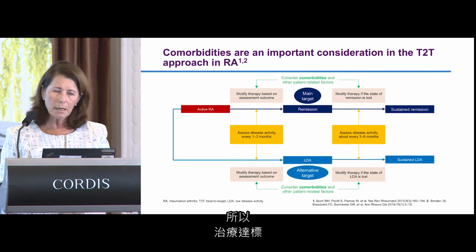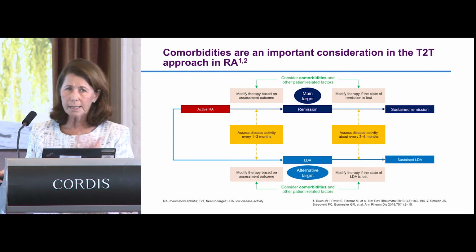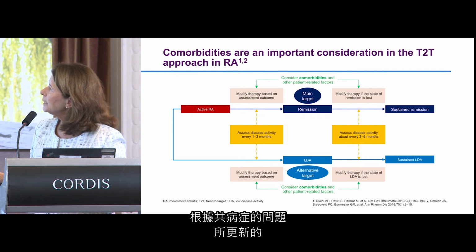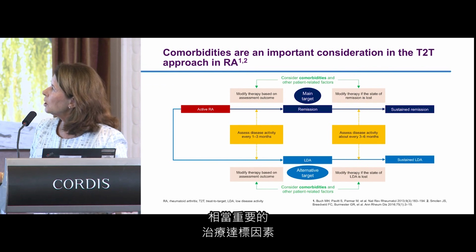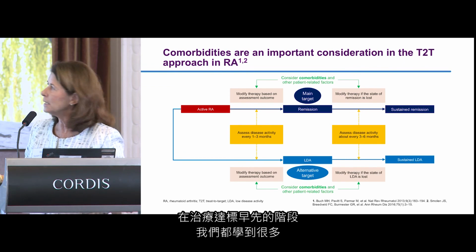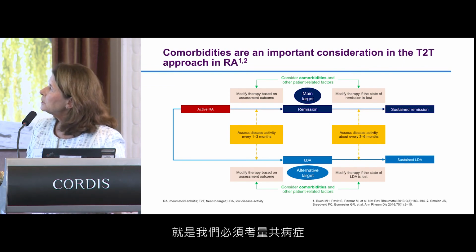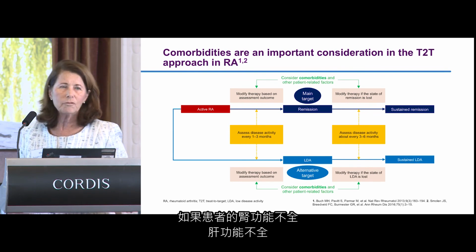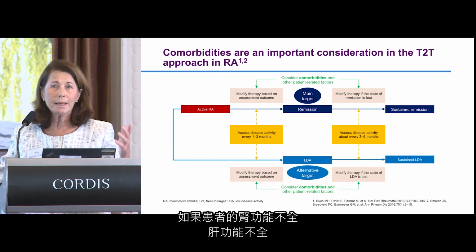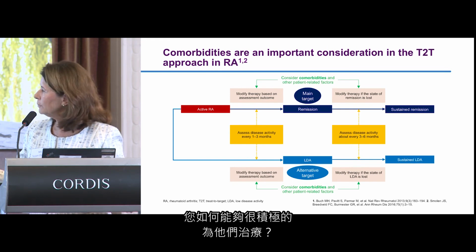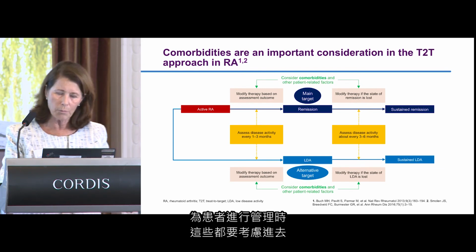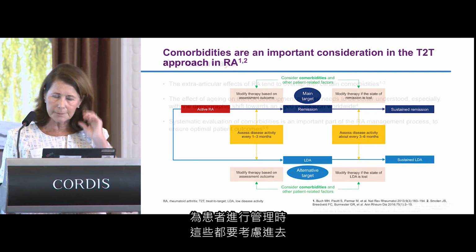So again, the update on treat to target based upon the issues about comorbidity is that they have now built this in, and it's a really important factor on treat to target. We've all learned a lot in the early days of treat to target that we must consider comorbidities because there will be challenges in treating to target. If patients have renal impairment, have liver impairment, how are you going to be really aggressive with their treatment? So those things need to be taken into account when we're managing patients on treat to target.